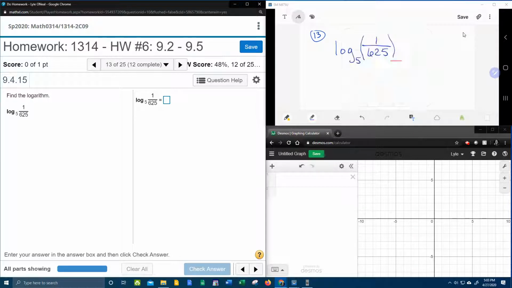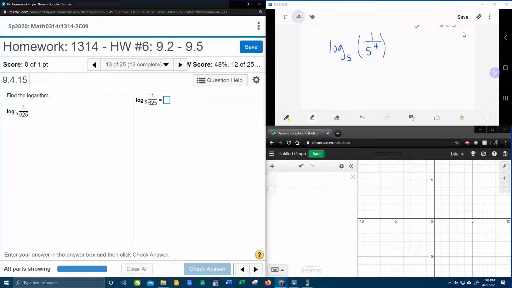Okay, so the first thing I notice is that this value, this 625, is a power of 5. So we need to figure out 5 to what power is 625. Well, 5 squared is 25, 5 to the third is 125, 5 to the fourth is 625. So I'm going to be able to rewrite this expression as log base 5 of 1 over 5 to the 4th. And I think it is important that you know how to say this. This is log base 5 of this fraction.